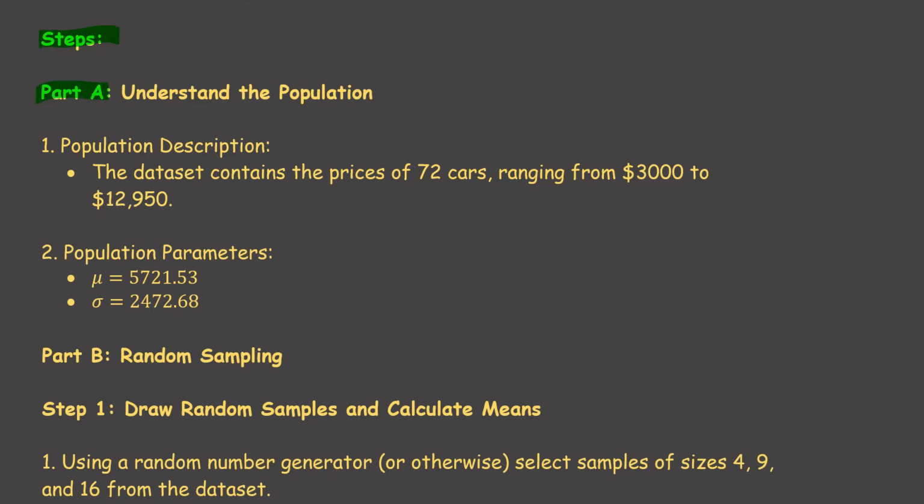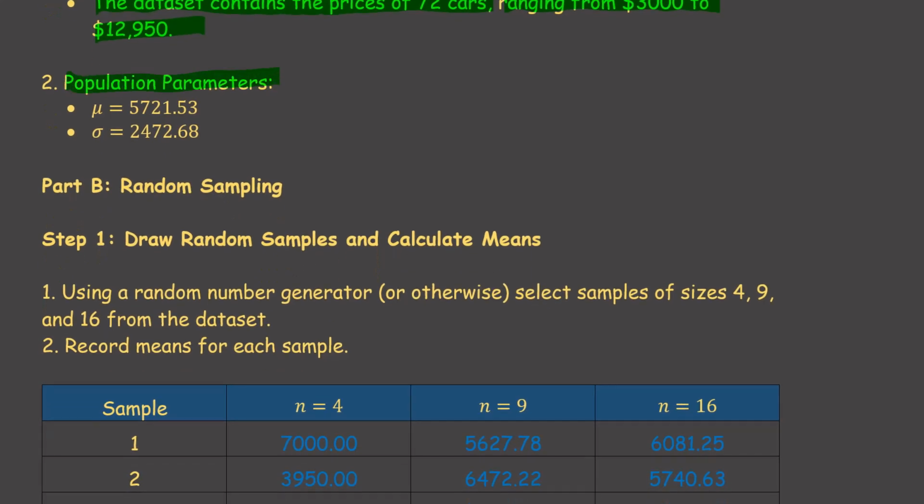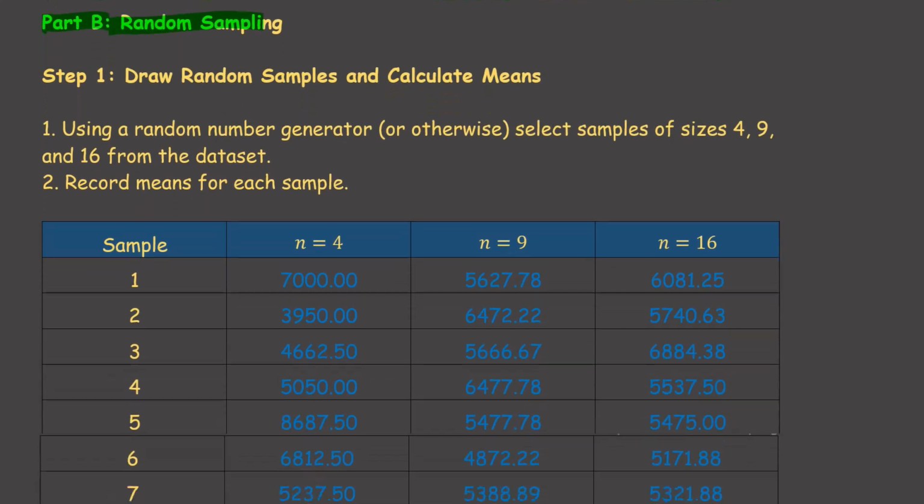Our steps: part A, understand the population, so population description. The dataset contains the prices of 72 cars ranging from $3,000 to $12,950. The population parameters are that the mean price is $5,721.53. The standard deviation is $2,472.68.